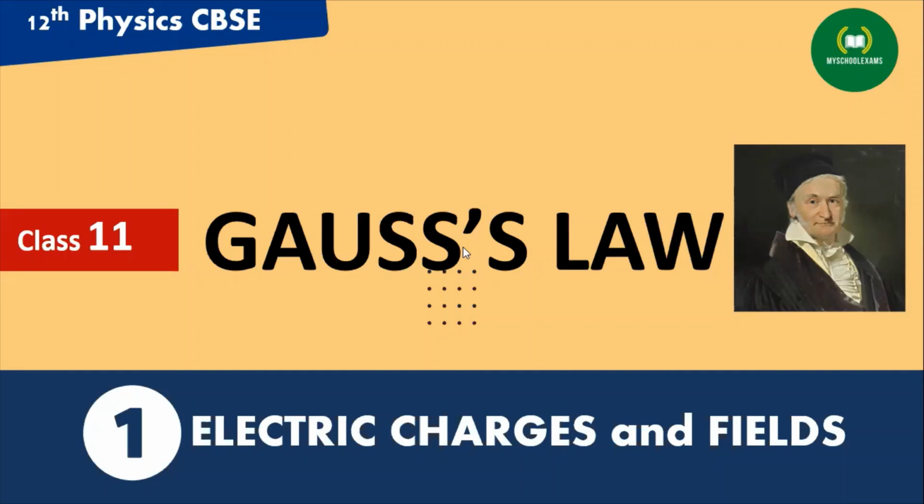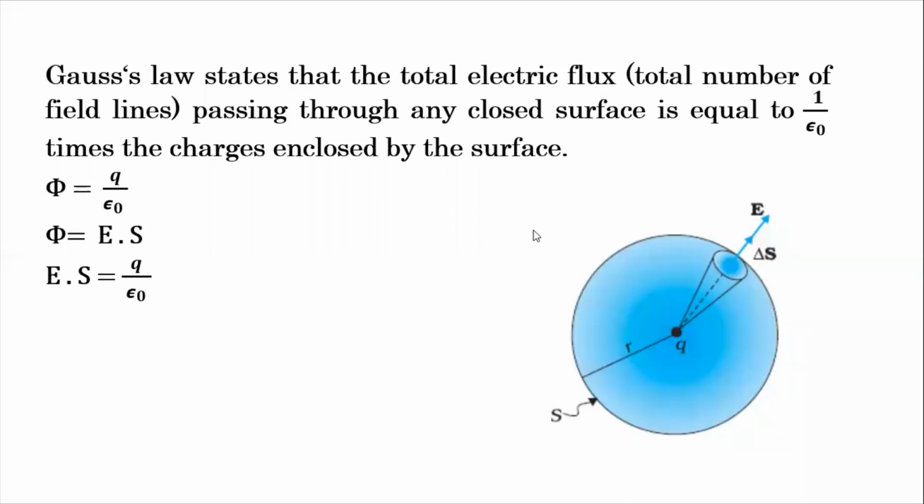Hello children, today we are going to discuss Gauss law. We have already discussed what electric flux is. What is electric flux? The number of lines of force passing through any area held normal to the surface is called electric flux. It is denoted by phi, and phi is equal to E dot ds.